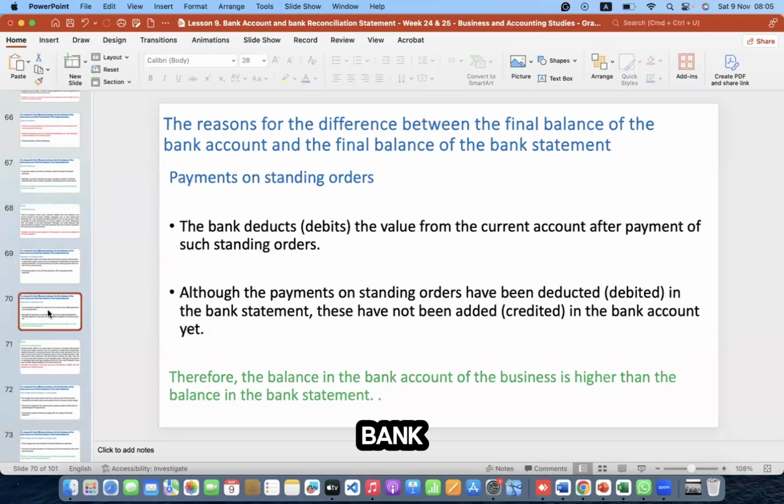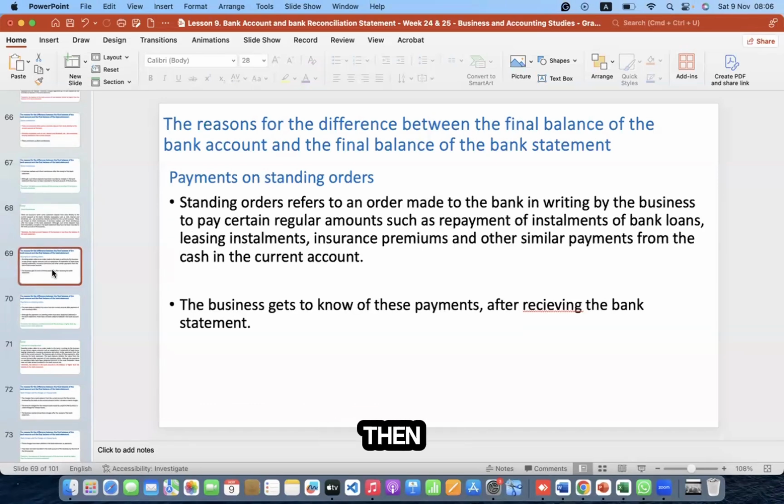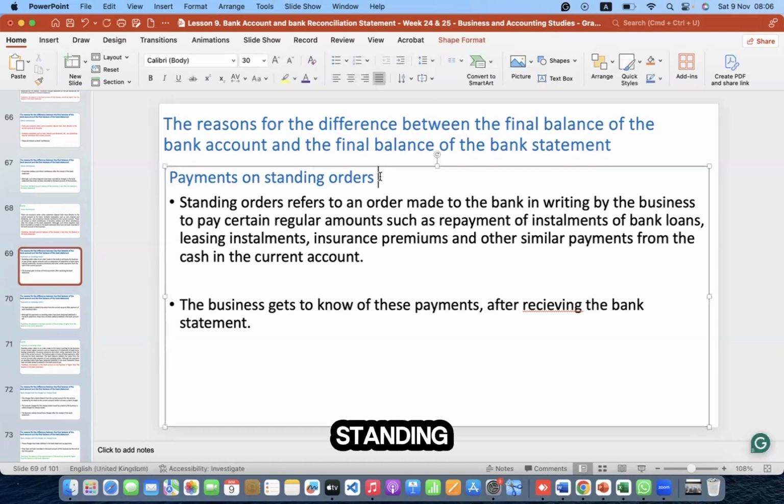Therefore, the balance in the bank account of the business is higher than the balance in the bank statement. Now we studied about 3 things. The 4th thing is payment on standing orders. What did we study earlier? Earlier we studied about direct remittances. This is sort of straight away the opposite of direct remittances. This is about payment on standing orders.